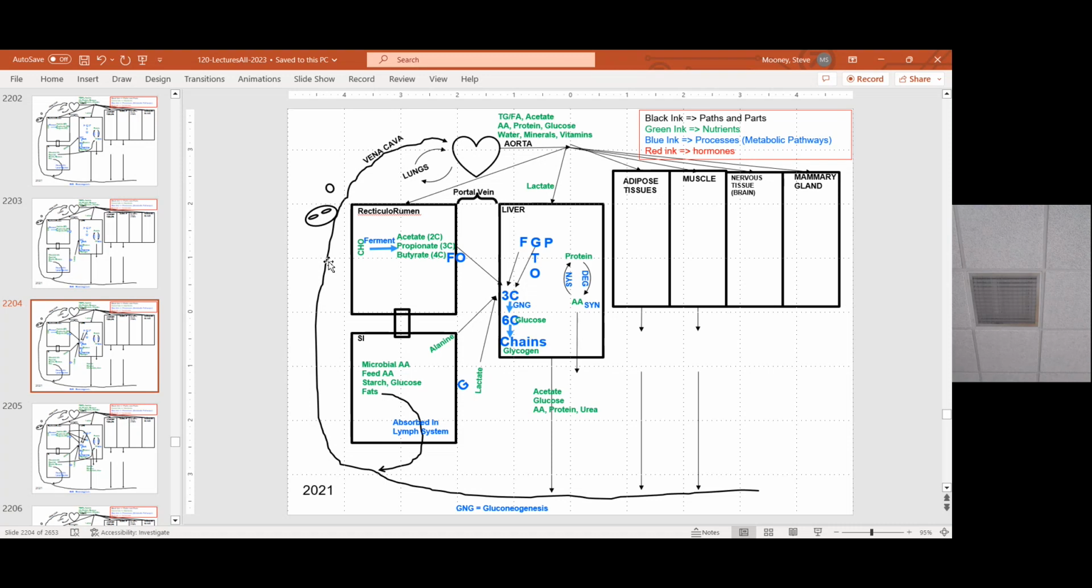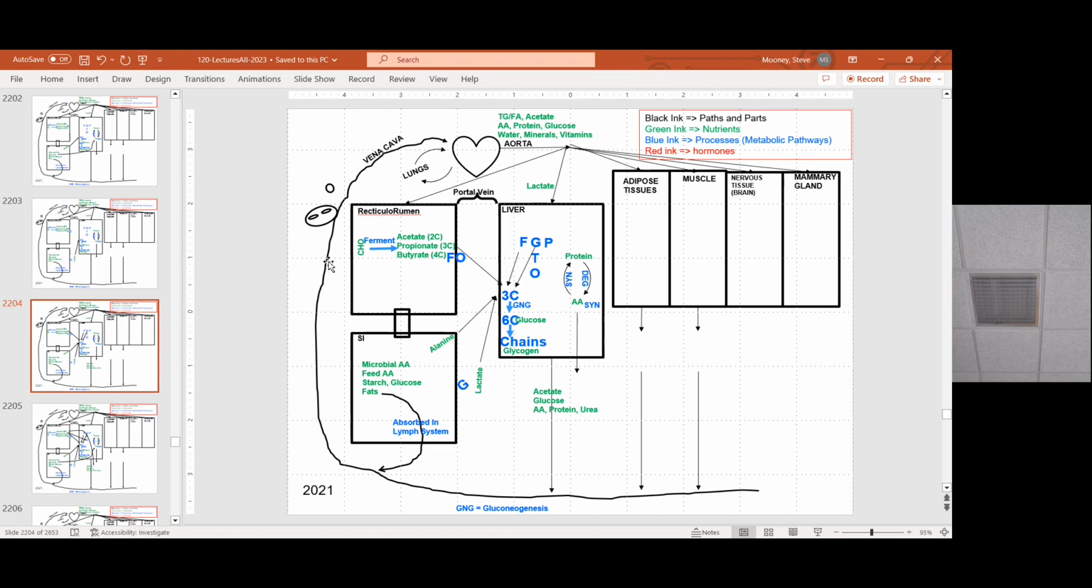So pyruvate at the end of glycolysis, lactate from the gut, and also we'll show you from the muscles in next class. So that'll be next Tuesday. Alanine. You could also steal alanine from the pool over here, but that seems kind of silly to make it and then destroy it again. Propionate, that's our big creator of lactose. So 2 propionates make a glucose, 2 glucoses make a lactose.